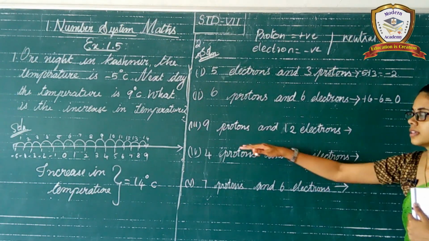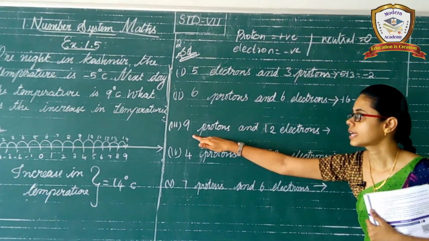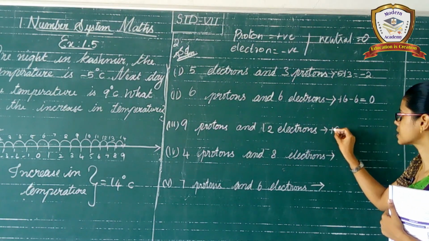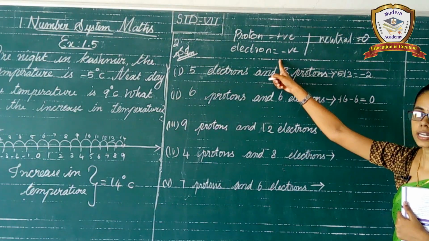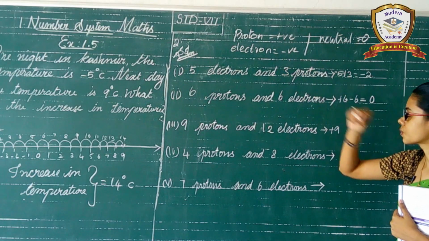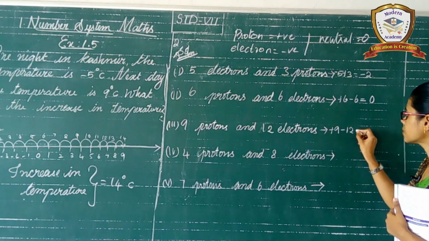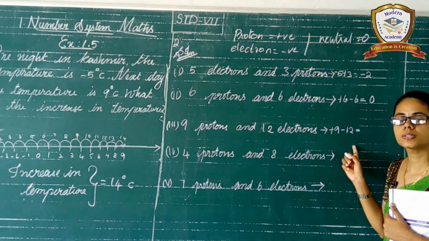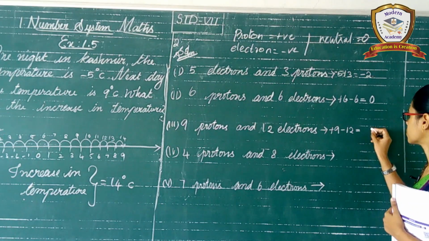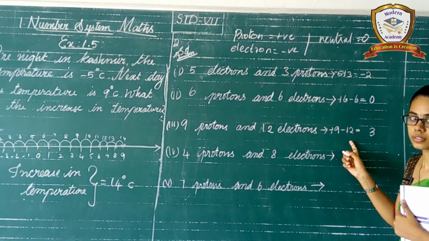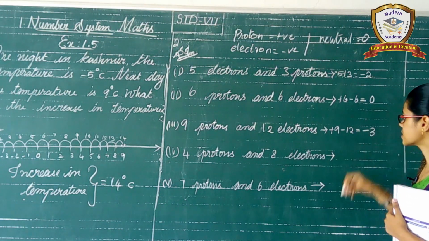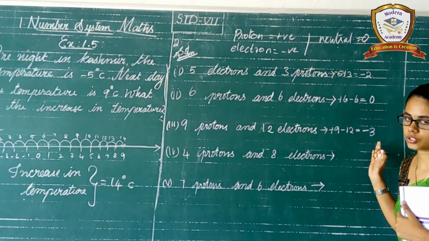Okay. Next, see the third one: 9 protons and 12 electrons. Proton means positive, plus 9. Then electron I can consider negative, as it is already given in your book. So minus 12. So both have different signs, and different signs mean we need to subtract the numbers. So 12 minus 9 is 3. So which one is the biggest? 12. So the sign in front of 12 is minus. So the answer is minus 3 electrons.